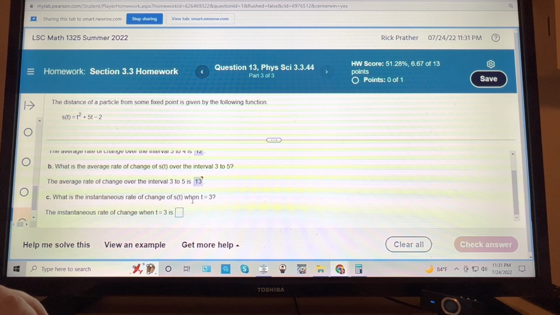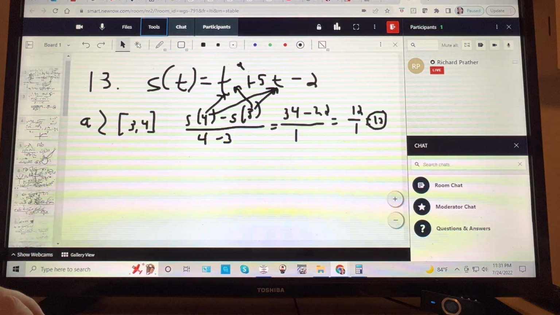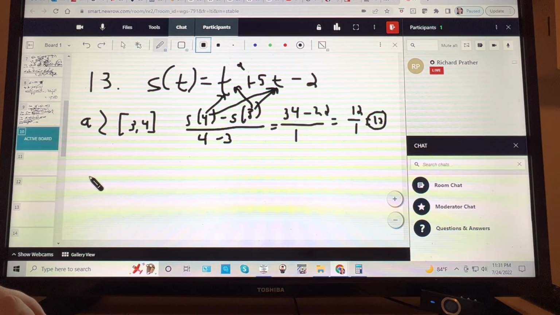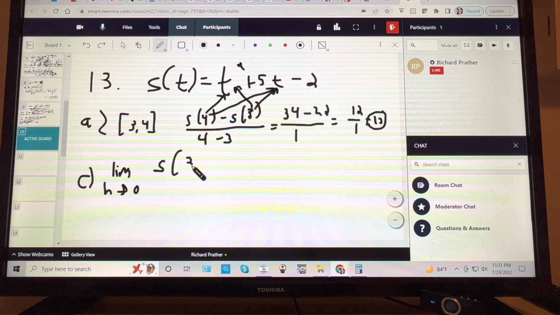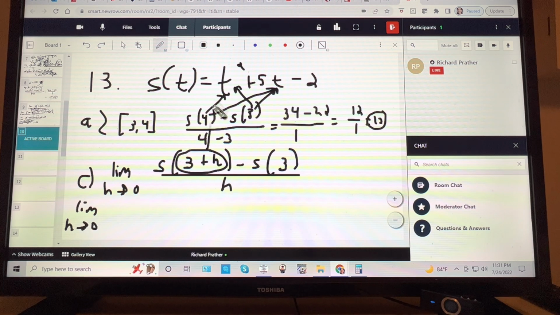And then what's the instantaneous rate of change at 3? That's the other half of the problem, or other half of the section. So I'm going to skip right to part C. Instantaneous rate of change at 3. So limit as h approaches 0 of S of 3 plus h minus S of 3 all over h. So stick 3 plus h into both of these t's. Now there are 2 of them to plug into.